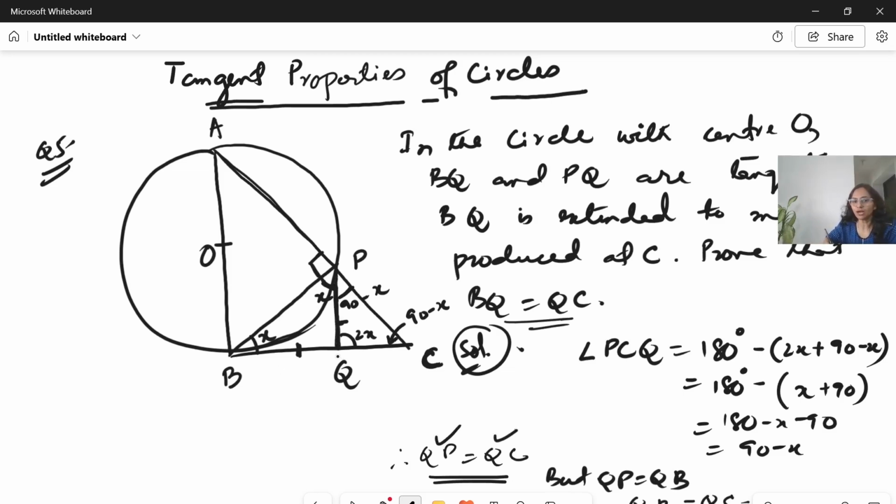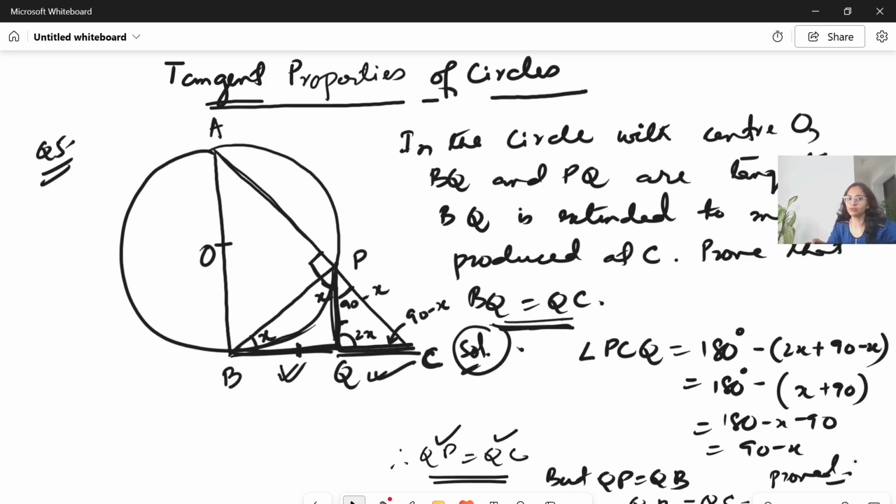QP and QC, these two are equal, and QP and QB are equal. So we can say this is equal to this. That's what they have told us to prove. BQ is equal to QC, proved. So if these two are equal and these two are equal, which means these two are equal, and done. So QB is equal to QC, proved, right?